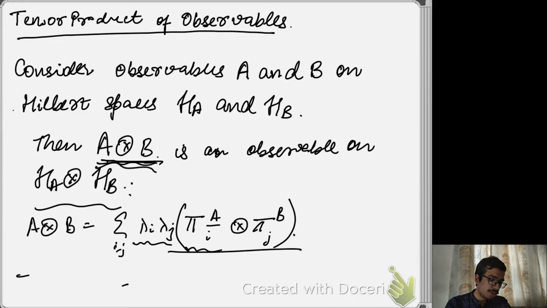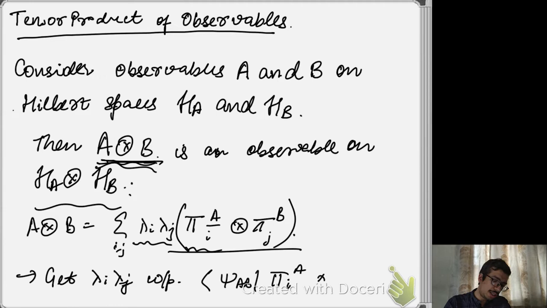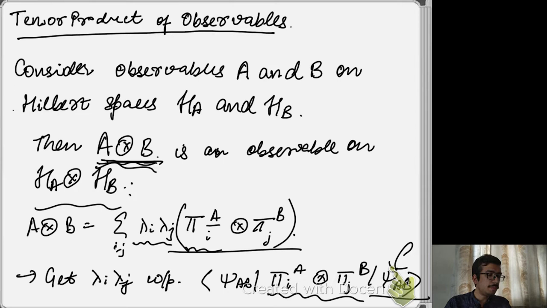So thus we get lambda_i lambda_j with probability psi_AB, pi_i^A tensored pi_j^B, psi_AB. Here psi_AB is the state in the joint Hilbert space, and pi_i^A tensored pi_j^B is the projector onto this Hilbert space.